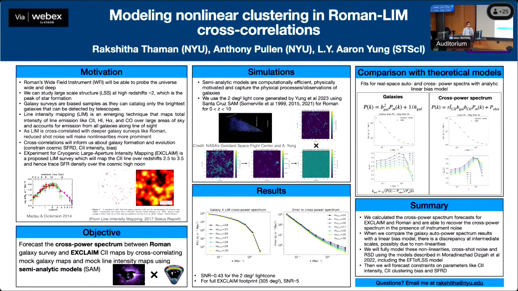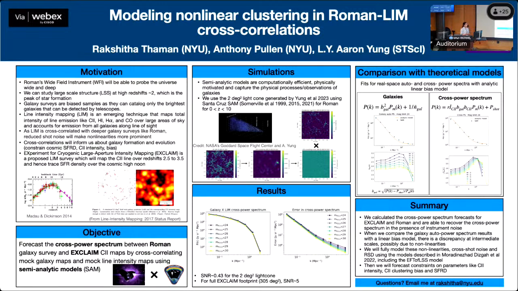Hi everyone, I'm Rakshita Thaman, a graduate student at NYU. I'm presenting a poster on modeling nonlinear clustering in the cross correlations of Roman with line intensity mapping. Line intensity mapping is an emerging technique that maps the total intensity of light emission across the sky. From these cross correlations, we will be able to learn about cosmology as well as galaxy formation and evolution during the era of peak star formation.